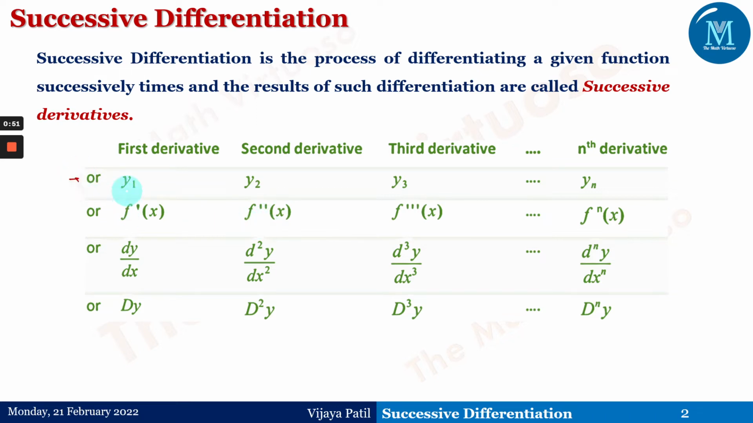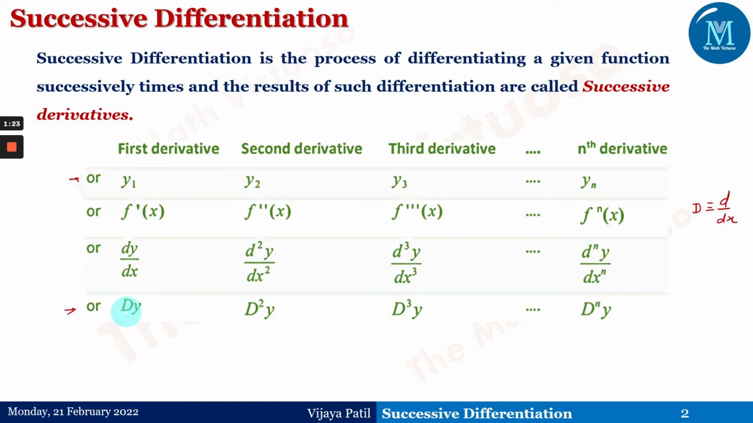First of all, y1, y2, y3, yn; f dash of x, f double dash of x, f triple dash of x, and f to the power n of x; dy upon dx, d square y upon dx square, d cube y upon dx cube, and so on till d to the power n y upon dx to the power n. A few books also follow capital D y. So what is this capital D? It is nothing but d upon dx. So it is one and the same thing.